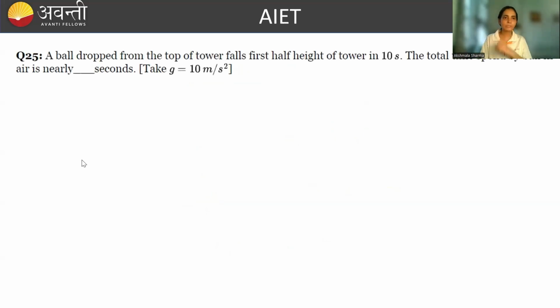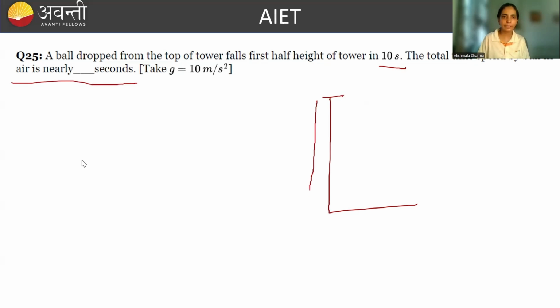Now, what is the question? A ball dropped from the top of a tower falls the first half of the height of the tower in 10 seconds. The total time spent by the ball in air is nearly. So it is covering half of the height in how much time? Let this be the total height. Half of the height it covers in 10 seconds. It is asking for the total time, which means we need to calculate in how much time it will come down.